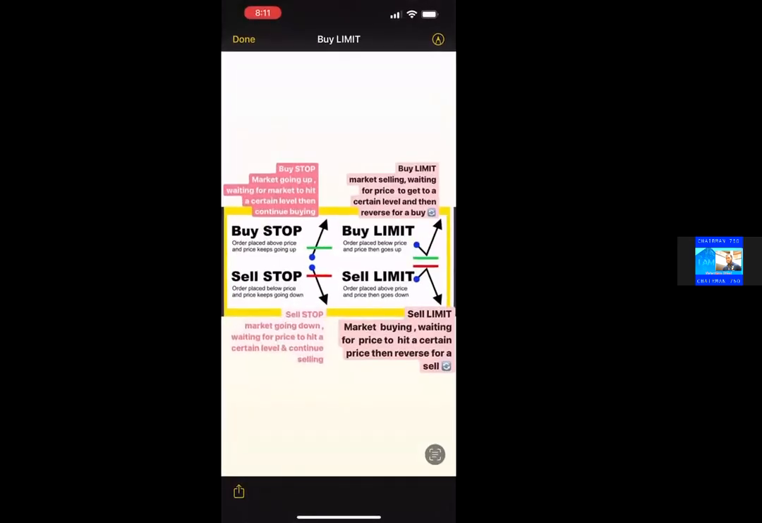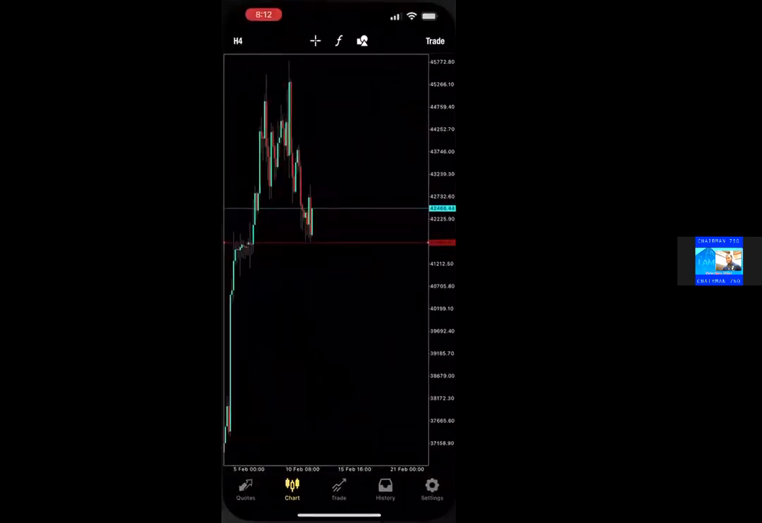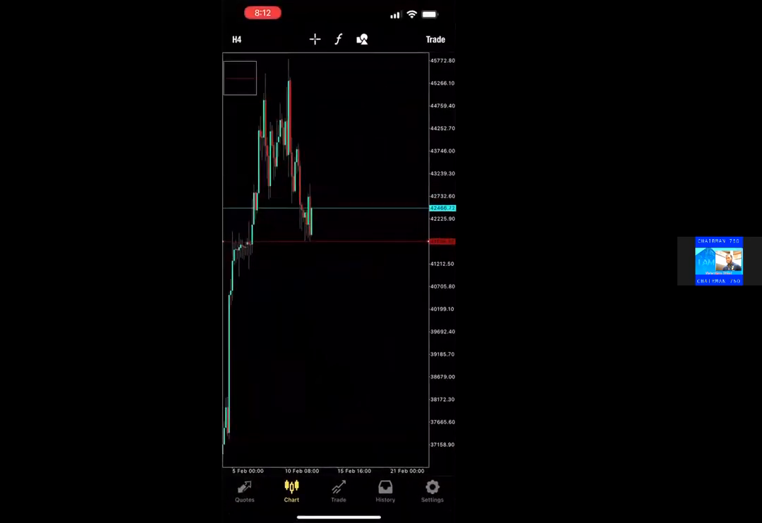Now, let's talk about a buy limit. A buy limit is when you are placing an order below the market, and then once it gets to that level, you want it to reverse for a buy. So let's say that I want to buy, but I don't want to buy when the market is right here. I want to wait until it comes down here, and then I want it to enter me for a buy so I can go up, right?